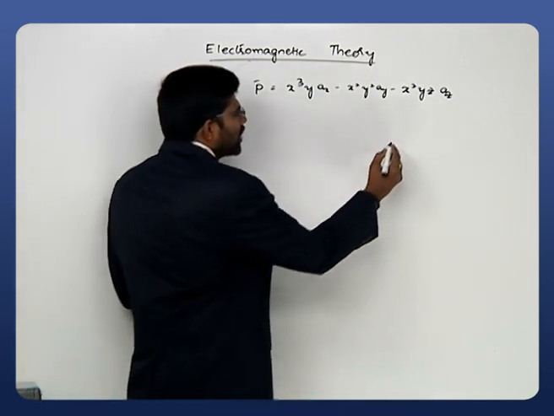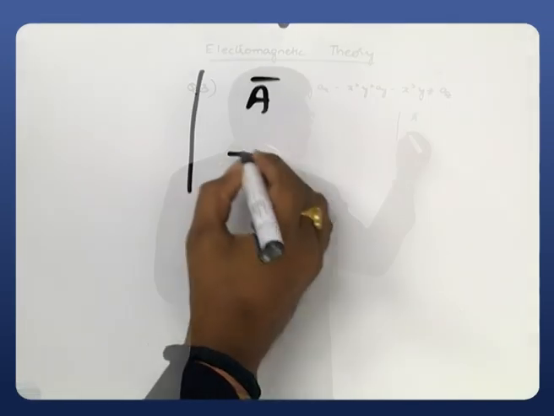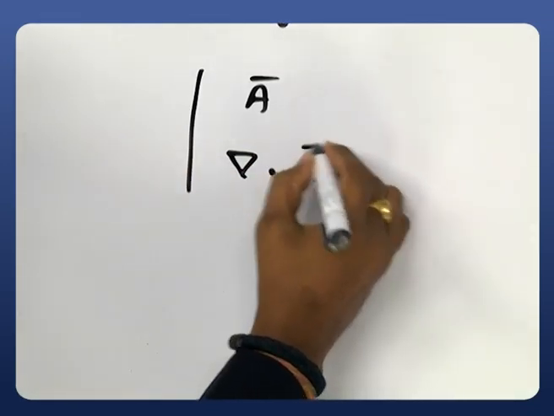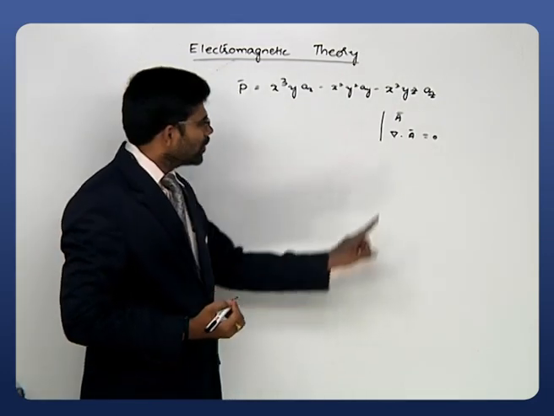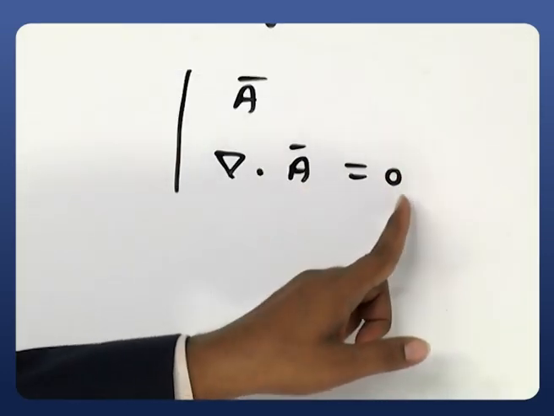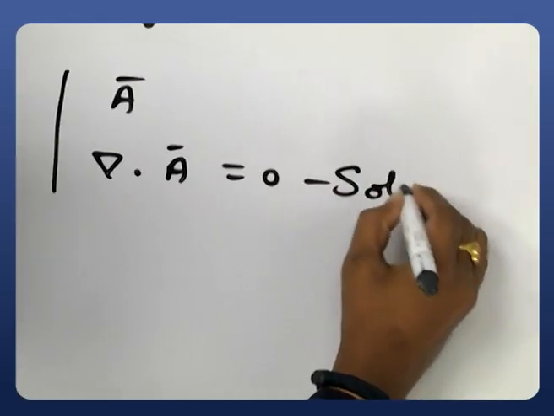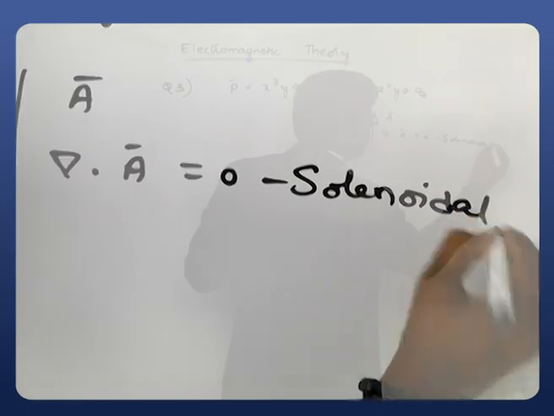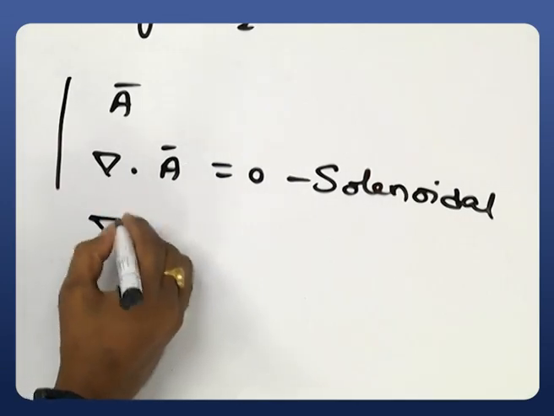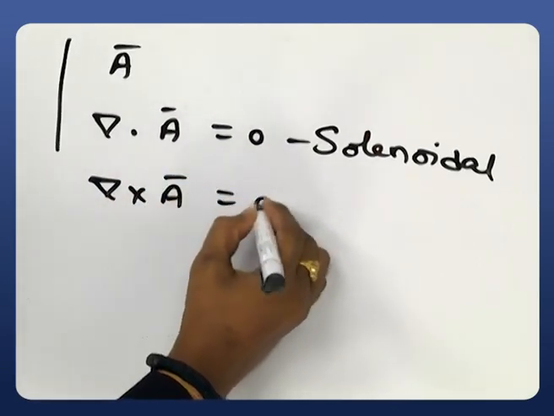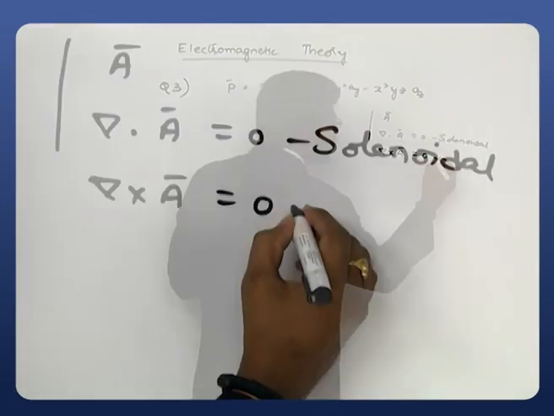Now let us take a bar as a vector. If a bar is a vector and the divergence of that particular vector is 0, then it is said to be solenoidal. So whenever you calculate the divergence, and if that divergence is equal to 0, it is simply said to be solenoidal. And for the same vector, if we calculate the curl and it is equal to 0, then it is said to be irrotational, that is, it has no rotational property.